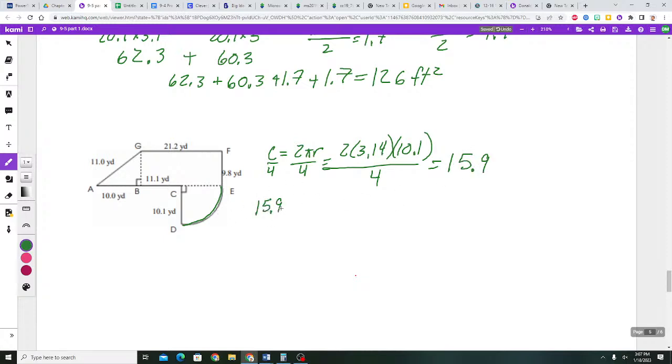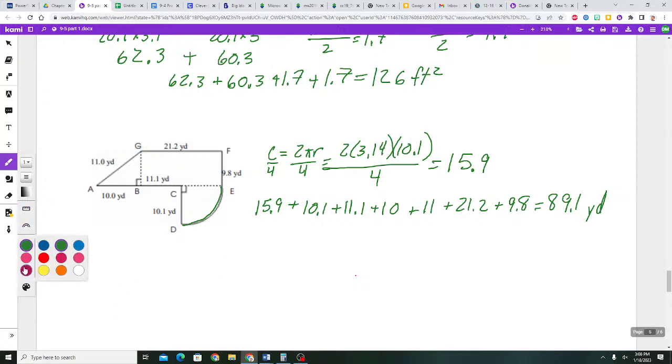So now we're just going to add things up. So we go 15.9 plus 10.1 plus, this 11.1 refers to line segment BC right here. So 11.1 plus 10 plus 11 plus 21.2 plus 9.8. So 15.9 plus 10.1 plus 11.1 plus 10 plus 11 plus 21.2 plus 9.8. And that gives us 89.1 yards.